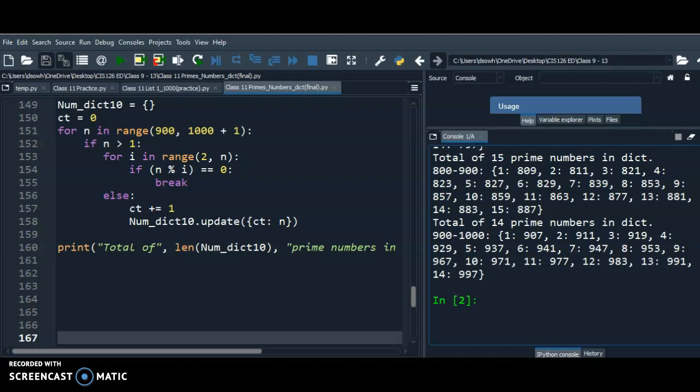Okay, now there's a total of 15 prime numbers in dictionary from 800 to 900. Okay, now there's a total of 14 prime numbers in dictionary from 900 to 1000.